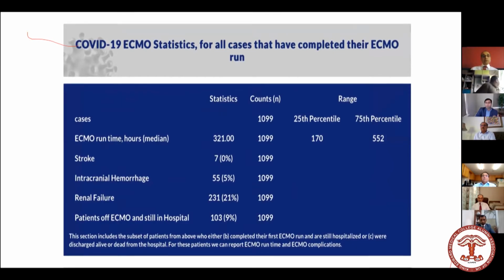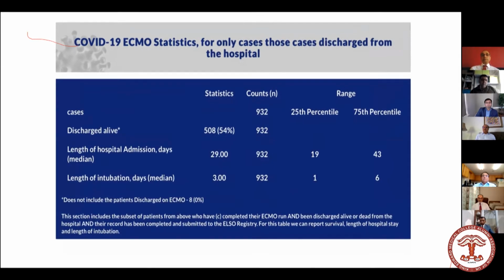Now, the ECMO run was 321 hours, which is roughly about 12 to 13 days, and we have seen some complications in our center as well. It's mainly related to bleeding because all these patients are on anticoagulation. In our center, we have about 30% of patients who ended up with renal failure, and about half of them ended up on renal replacement therapy as well. And again, in the US, the survival was about 54%. The length of the hospital admission was 29 days.